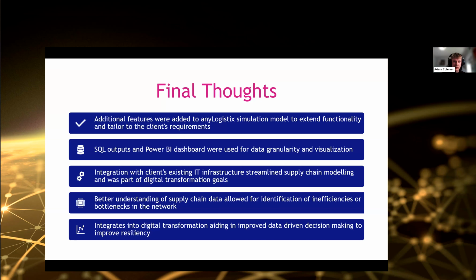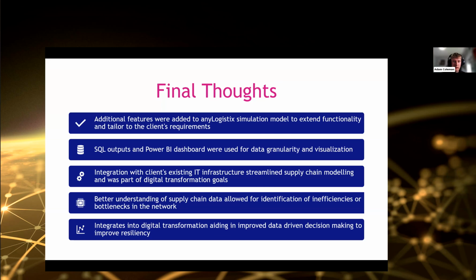We integrated this with their existing IT infrastructure. So like I mentioned before, because they were using Excel, they didn't really have a central point to pull all of the data into. So they were kind of grabbing data as and when they needed it, putting it into Excel, and then figuring it out from there. So what we essentially did is created a standard central database that pulled all of this information from systems like SAP, and then pulled that into AnyLogistix, and then outputted it to the same place. So that gave us a more central location to actually keep all of this information and data.